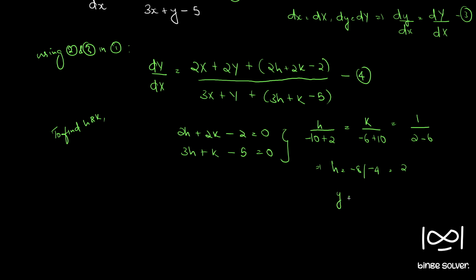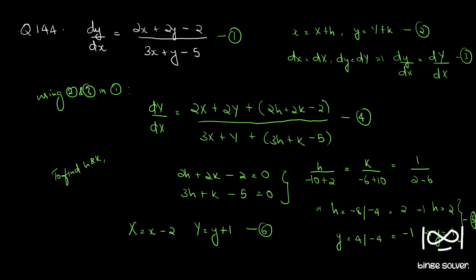And k is equal to minus 10 minus 6 is 4 by minus 4, equal to minus 1. So h equal to 2 and k equal to minus 1. Let's call this equation 5. Now from equation 5 we can also write capital X is equal to x minus h, where h is 2, so x minus 2, and capital Y equal to small y minus k, which is y plus 1. So we will call this equation 6. We will be using this equation 6 later in the solution.